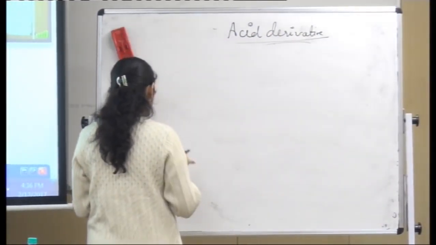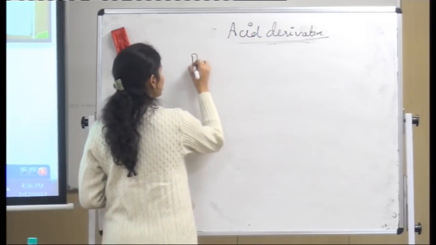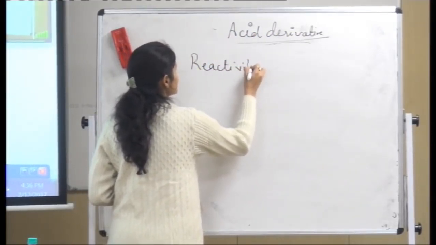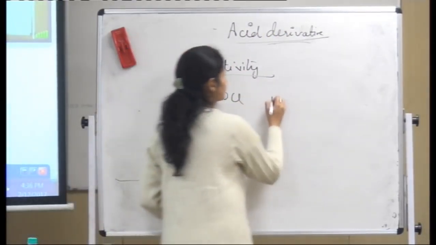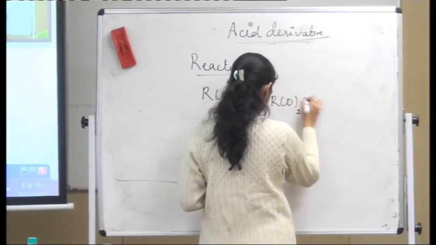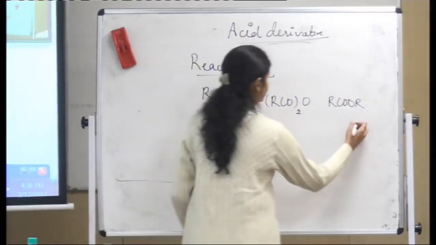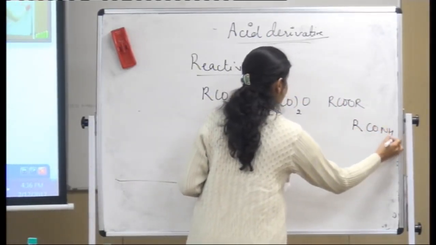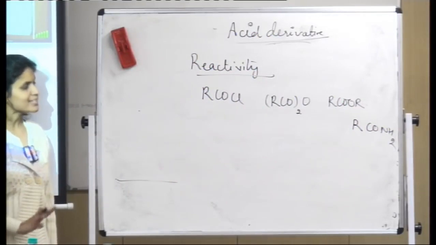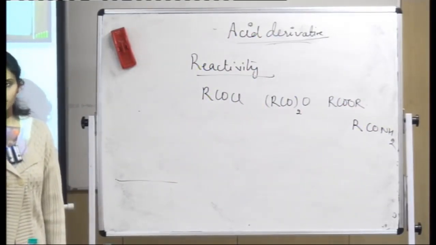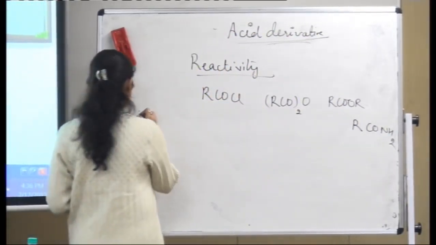Any other derivative left? Okay. Let's compare the reactivity of these acid derivatives. What are the derivatives we have learned? Acid chloride, acid anhydride, esters and amides. These four acid derivatives we have learned till now. What is the reactivity of these acid derivatives? Out of these four, which are more reactive? Provide the reason.